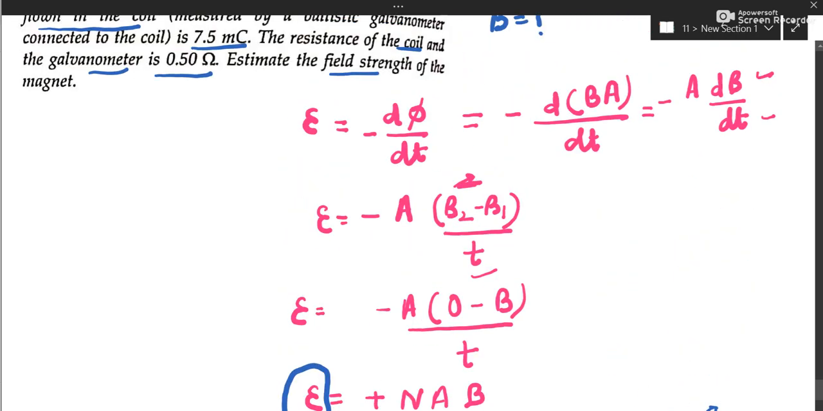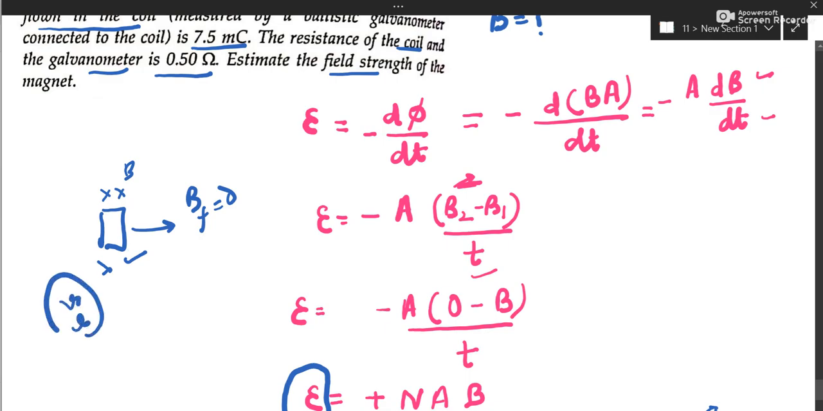So here the coil was snatched out of the magnetic field, whichever area it was. Final magnetic field was 0. Initial was given. The conductor was moved. Why didn't I use BLV? Because there is no mention of velocity, no mention of L. So avoid that. You don't have those particulars.